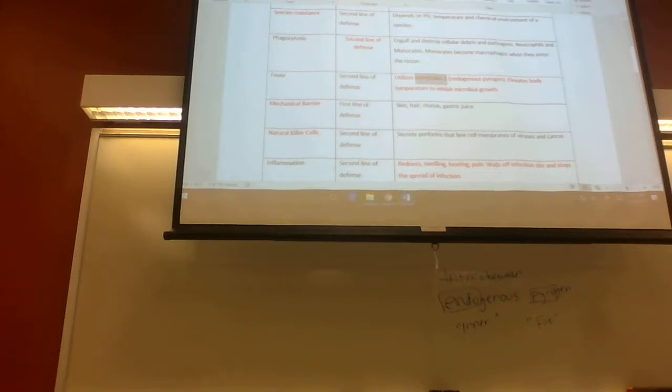So elevated body temperature to inhibit microbial growth, that's the rest of it. The next one, the first line of defense, is known as our mechanical barrier. So our barrier is like our skin, our mucous membranes, mucus, our hair. Our hair is actually good, that's why we have it in our armpits. And some guys have it around their mouths, I guess, to prevent stuff from getting in. Also, our eyelashes and our eyebrows prevent dust from getting into our eyes.